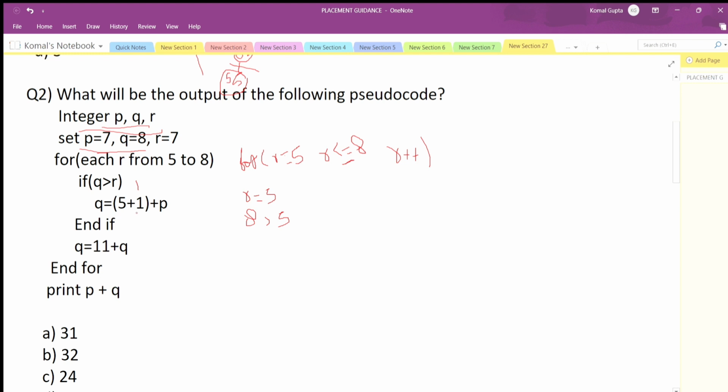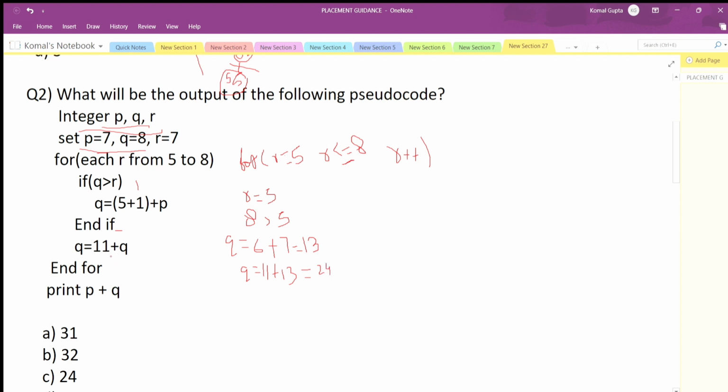What it is doing, q is equals to 5 plus 1, that means q is equals to 6 plus p. So the value of p they have given is 7. So 6 plus 7, it will be 13. So the value of q will be 13. And now see, now here the if ends, and now they have given q is equals to 11 plus q. So the value of q will again be changed from 13 to 11 plus 13. So now the updated value of q will be 24.